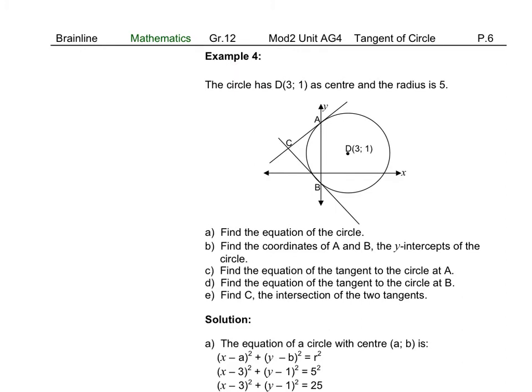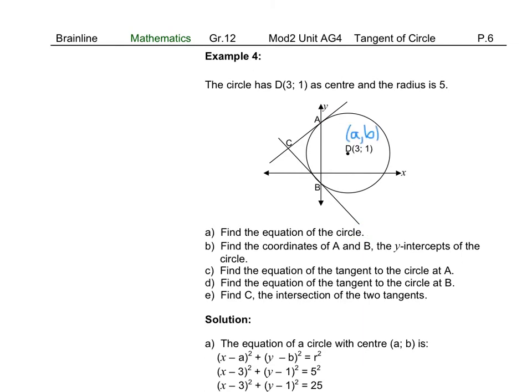The circle has D(3, 1) as center and the radius is 5. Find the equation of the circle. Find the coordinates of A and B, the y-intercepts of the circle. Find the equation of the tangent to the circle at A. Then question D, find the equation of the tangent to the circle at B. And then find C, the intersection of the two tangents.